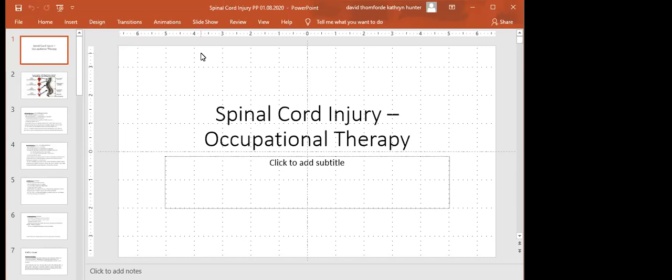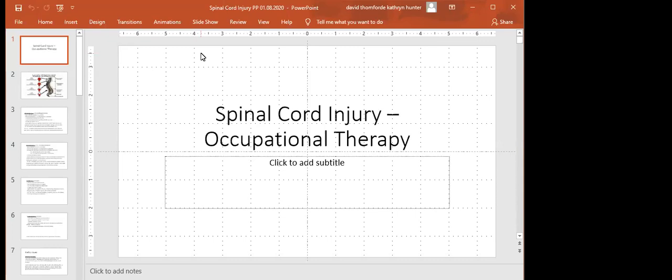And then somebody who has injury in the lumbar or sacral area would be a paraplegic. They're likely to have fully functional arms, fully functional trunk muscles, but limited use of their legs. So they might use a wheelchair. They might walk with braces of some sort. They most probably have problems with bowel and bladder control, though.